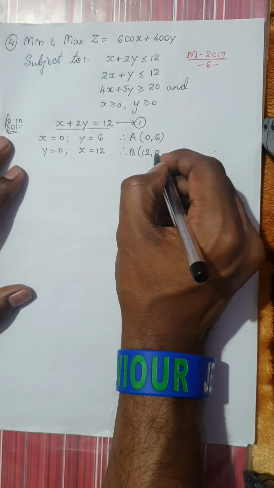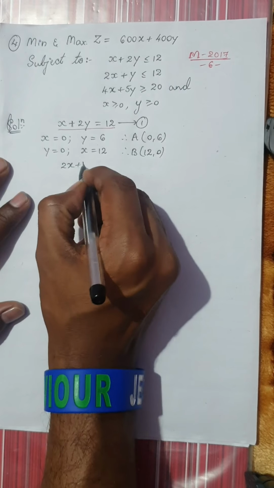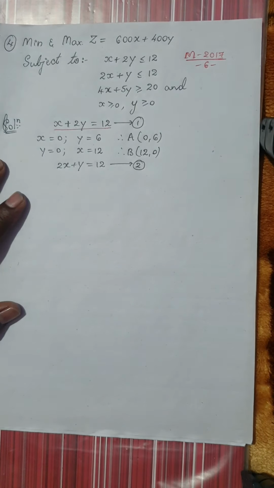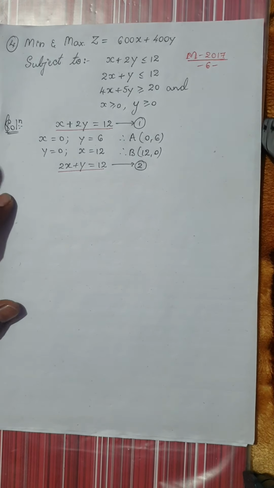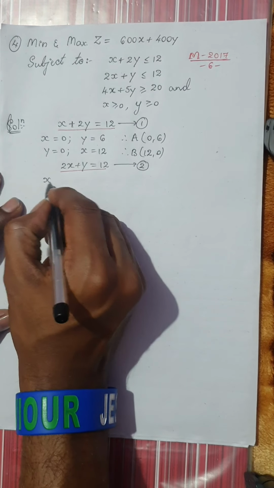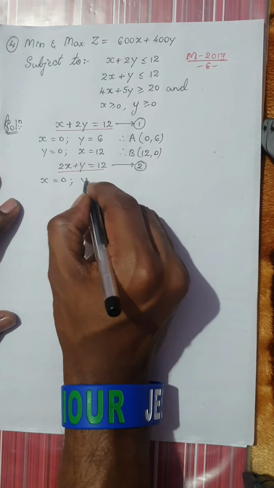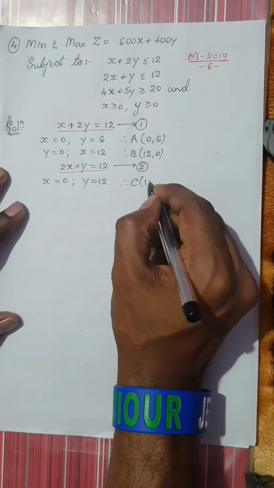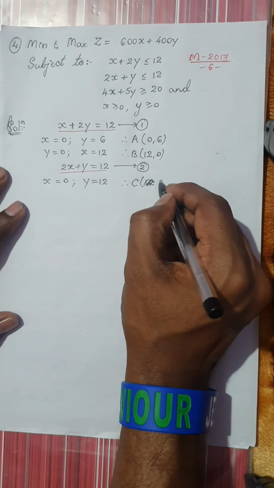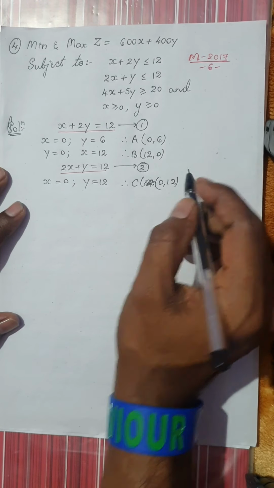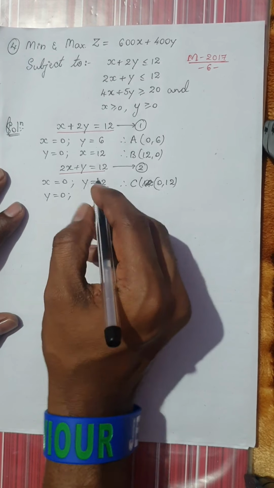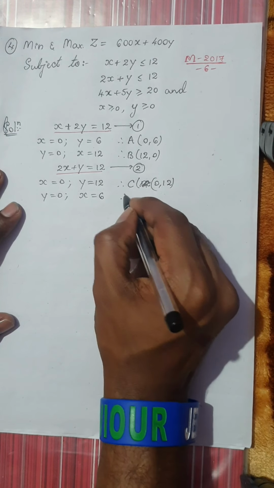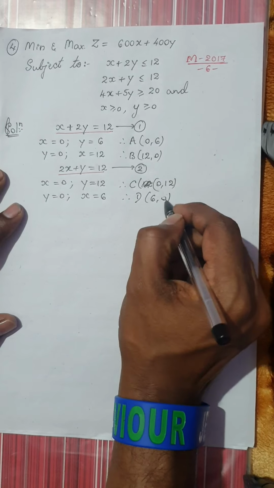Next, the second equation is 2x plus y is equal to 12. Now I have to find out the points here. First, let me put x is equal to 0. If you put x is equal to 0, you will directly get y is equal to 12, right? So therefore the point C is, sorry, it is 0 comma 12. Now next, if you put y is equal to 0, you will get 2x is 12, therefore x will be 6. Therefore the point D would be 6 comma 0.